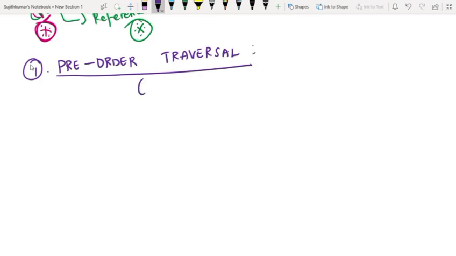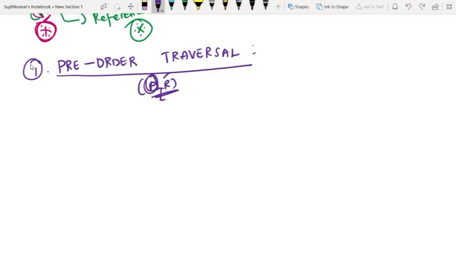This is PLR, right? First you have to visit the root node, then left and then right. Okay, P refers to the root node here. I told you this, right? Okay, so let me give you some examples, right? So first root node, then left subtree and right subtree.